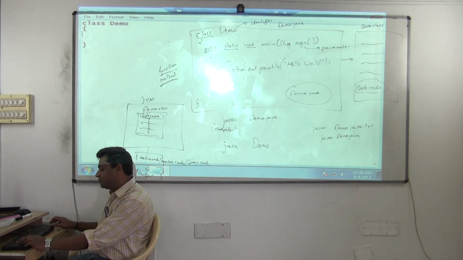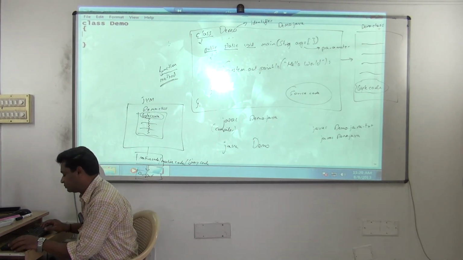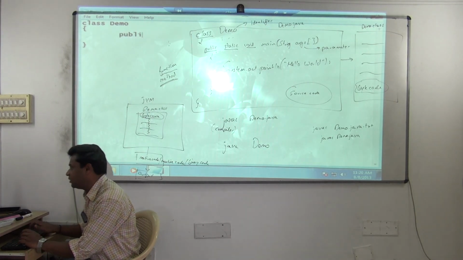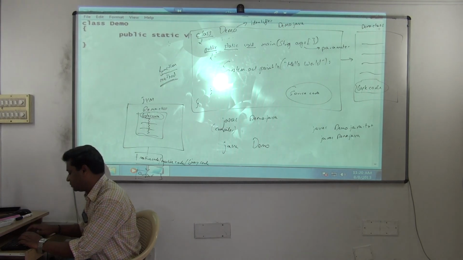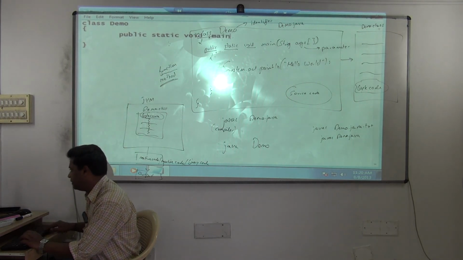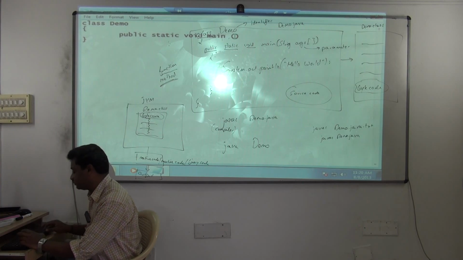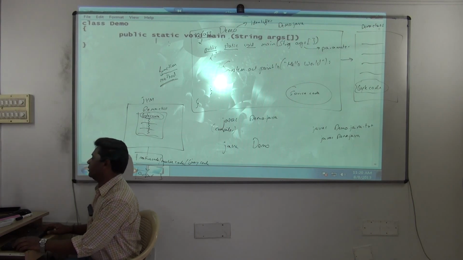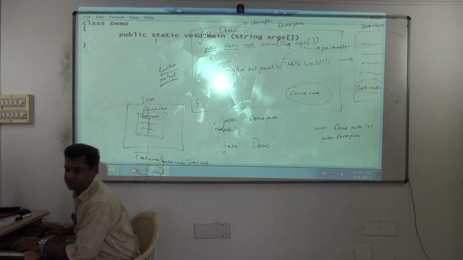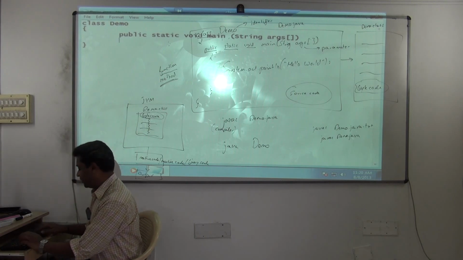So next I have to code what? Just start telling now. Public, small, no? Static, void, main. This is caps: public static void main, String args, S caps.